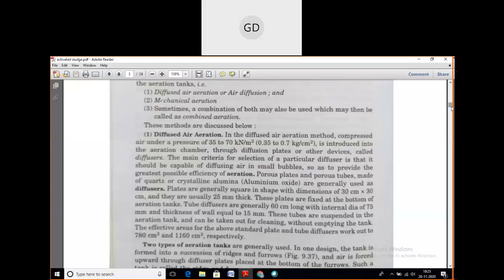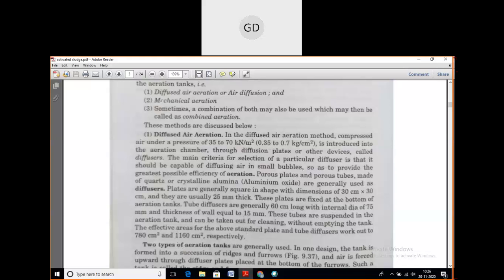These plates are generally square in shape, with a dimension of 30 centimeter by 30 centimeter, and they are 25 mm thick. These dimensions are given for the diffuser. The plate or tube diffusers are generally 60 centimeter long. All these dimensions you can study by yourself.